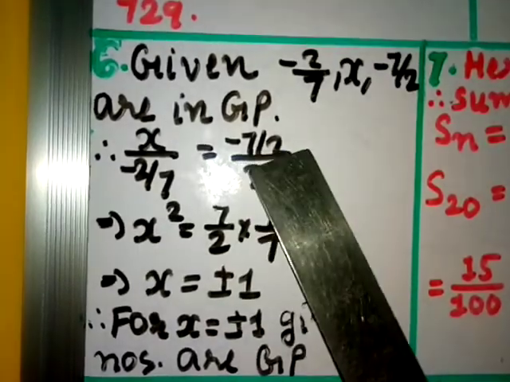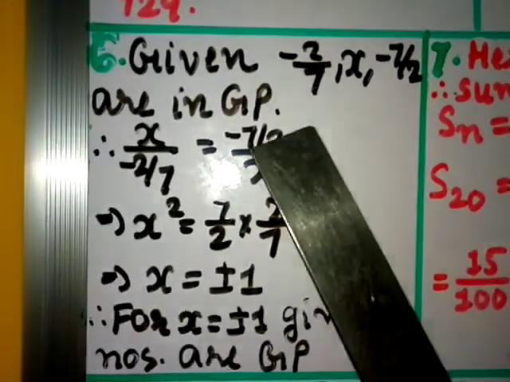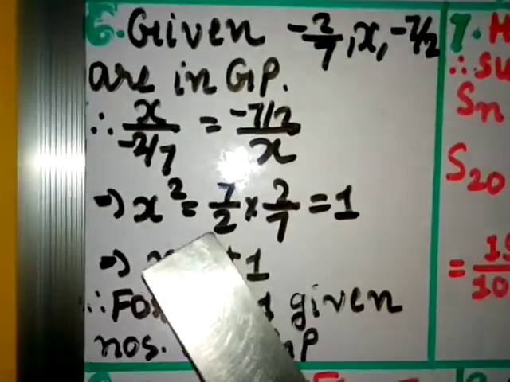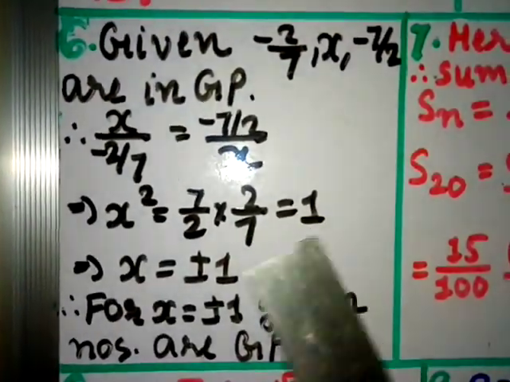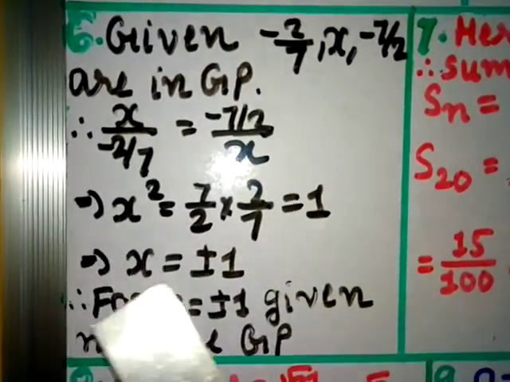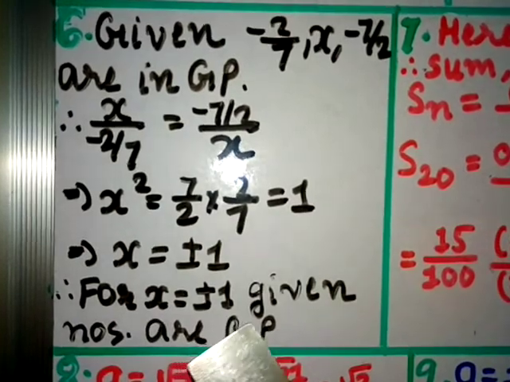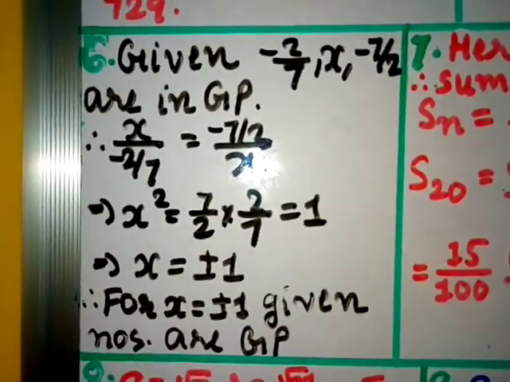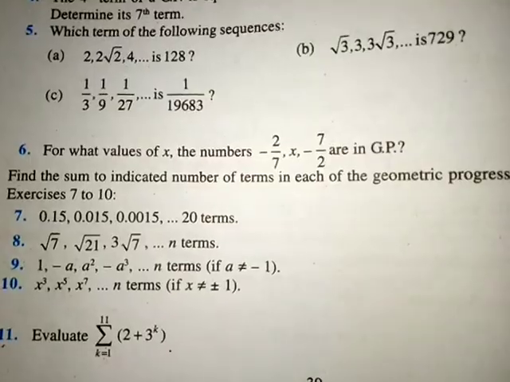Cross multiply, x will come here and multiply with this, so x square. And this if you transfer over here, here is minus 7 by 2 and when you transfer it, it is minus 2 by 7. So both minus cancel, so I have not written minus. Here 2 cuts, 7 cuts, so remains 1. That means x square equal to 1. That means x value is plus or minus 1. Therefore, for x equal to plus or minus 1, the given numbers are in GP.